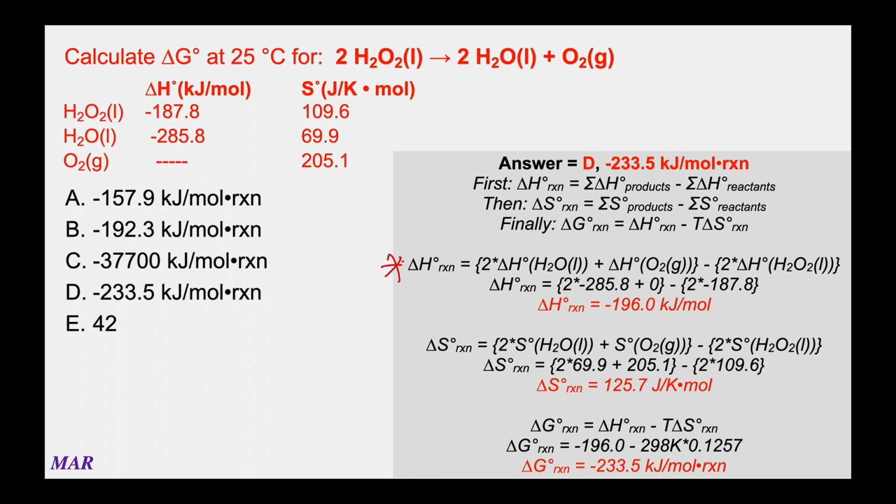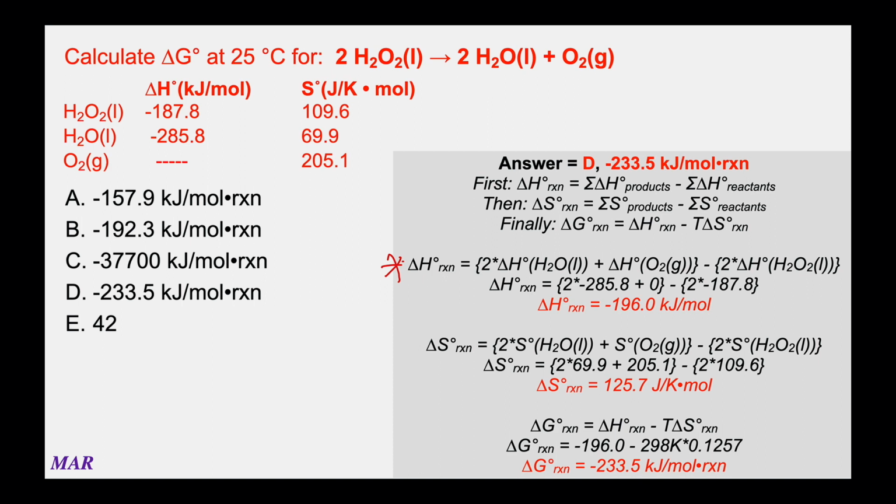Now delta S, all the values will be positive, so you'll have to look up everything, including the elements in their standard states. So delta S, products minus reactants, and make sure you include the stoichiometries of 2 in both delta H and delta S reactions. Delta S comes out to be positive, 125.7 joules per mole Kelvin.